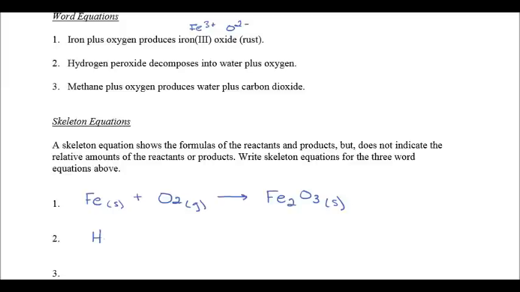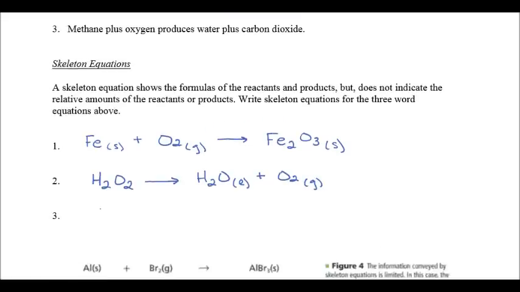Hydrogen peroxide is H2O2. You don't know that one yet. Decomposes. There's the chemical reaction. There's the arrow. Into water, which we should know is H2O, which is a liquid, and oxygen, which again, oxygen by itself forms the diatomic molecules. Methane, we've seen. It's okay if you don't know it yet, but it's CH4. Methane is a gas that reacts with oxygen. It produces water and carbon dioxide. Carbon dioxide is CO2, which we know is a gas.